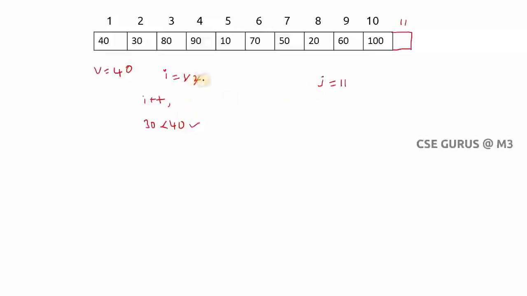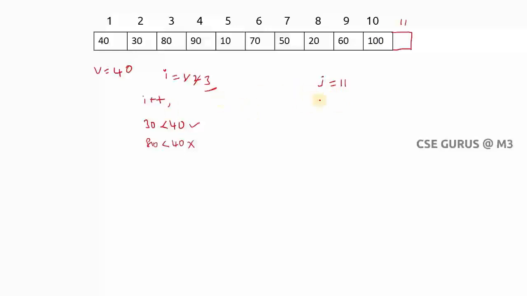Now I want to increment i. The i value will become 3. Now what is the value in a of 3? That is 80. Is 80 less than 40? No. Now stop here. What is the i value? 3. Now coming to the part of j.